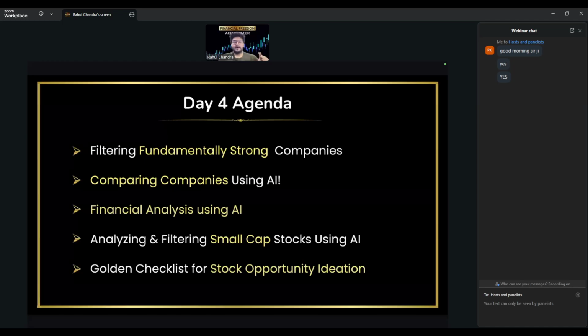Now with that, are we ready to get started with day four? Yes, to see how we can use AI in the entire investing journey, and that too smartly, to identify small caps, and how we can make our life easier.